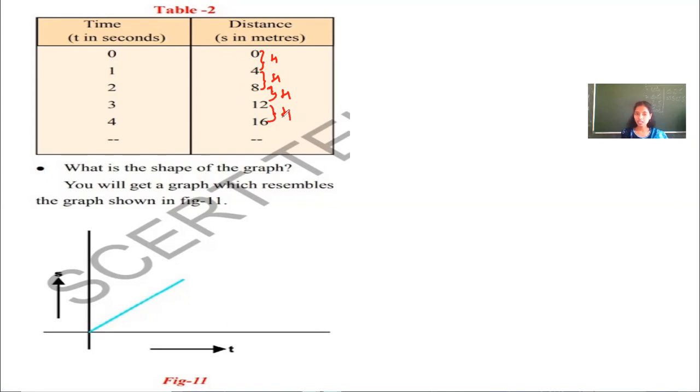So in every second, he covers 4 meters of distance. So equal distance in equal intervals of time. So when we draw the graph, what is the shape of the graph? Very good. This is a straight line. You can see here, this is a straight line we got.